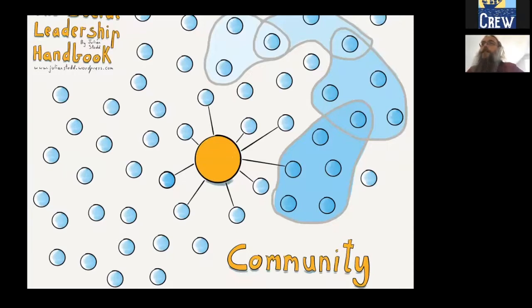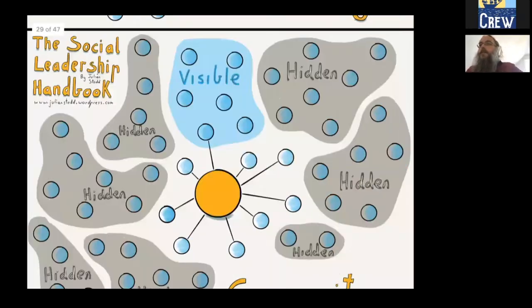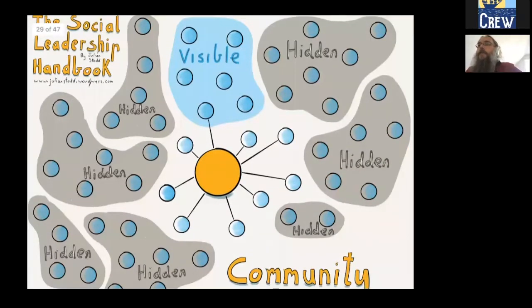A key thing for us to remember is, of course, that no matter how many communities we see around us, there are many, many more that are entirely invisible and hidden to us. Indeed, this is where we can see much of the social system around us. But in fact, much of the social system is entirely hidden to us. We don't even have first degree connections into it.